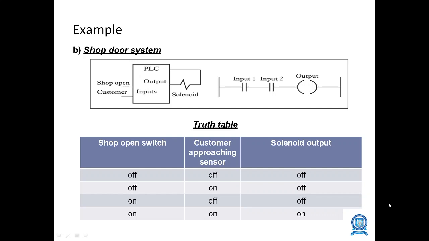Shop door system. The shop door will be opened and closed for the customer, and it is connected to a PLC, and the solenoid will get excited. Input 1 and input 2 are used, and the output is taken from the solenoid output.